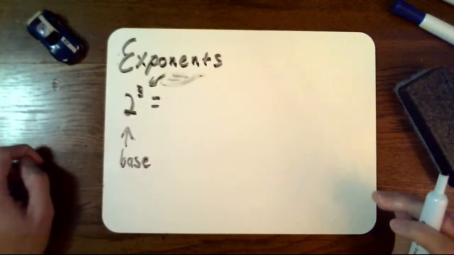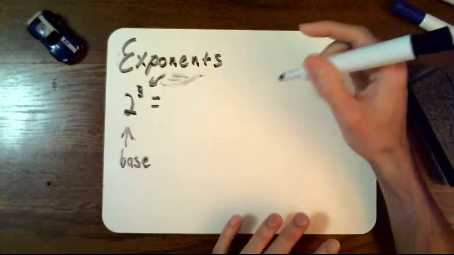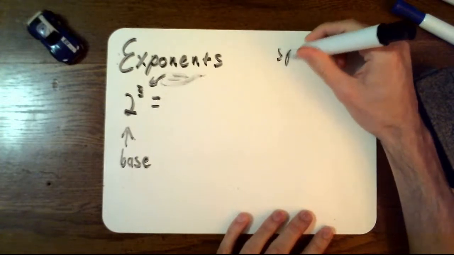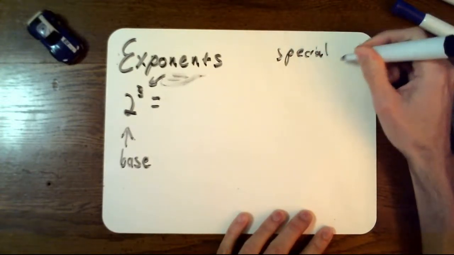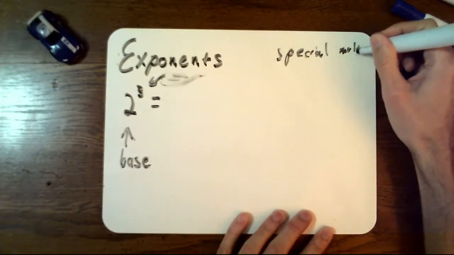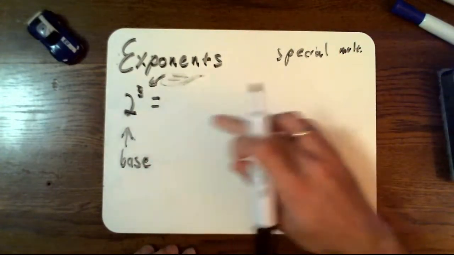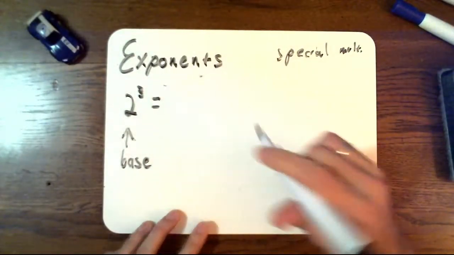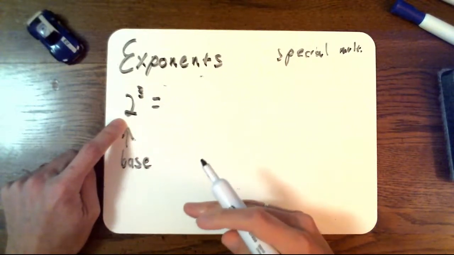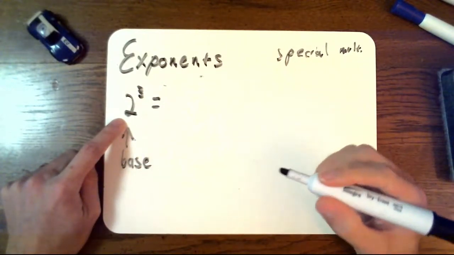And what does that mean? Well, exponents is a special type of multiplication. Basically, what this means is you're going to multiply 2 times itself 3 times.